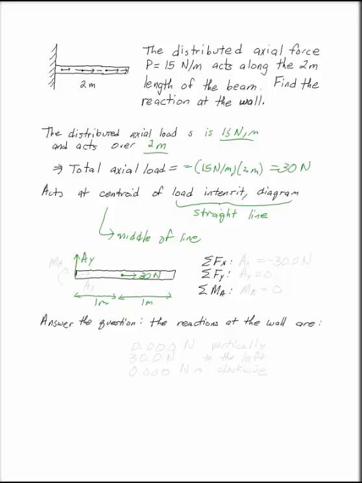So my free body diagram has two forces at the wall and a moment, and my distributed load. My equilibrium equations say that Ax is minus 30, Ay is 0, and MA is 0. Now I can answer the question. The reactions at the wall are 0 newtons vertically, 30 newtons to the left, and 0 newton meters clockwise.